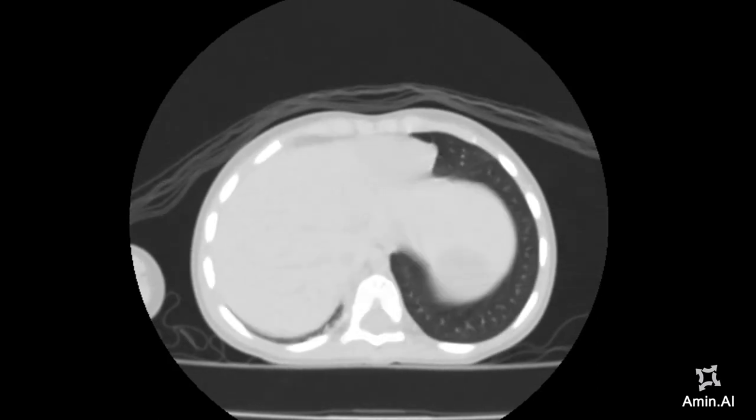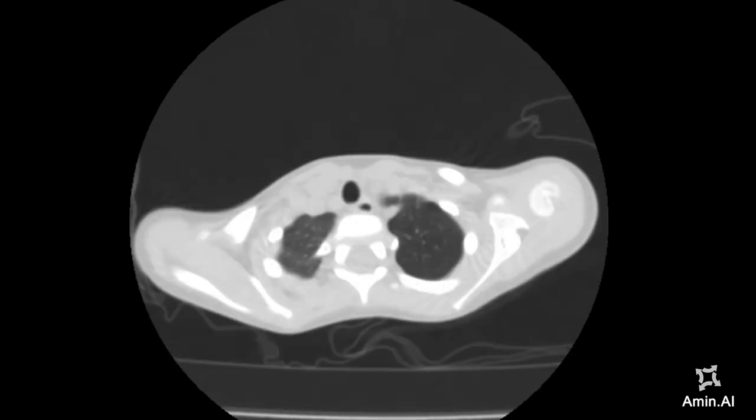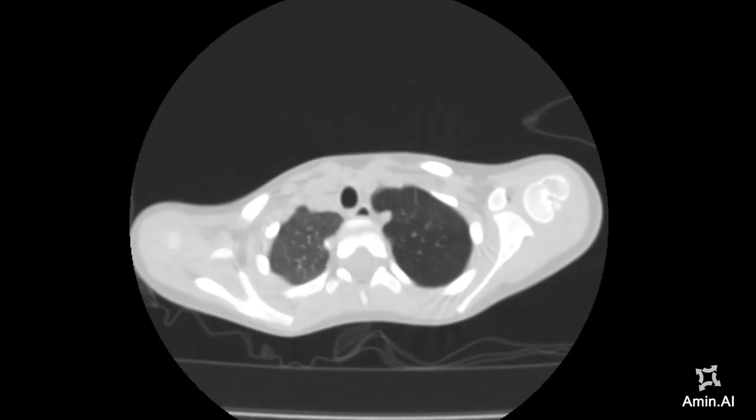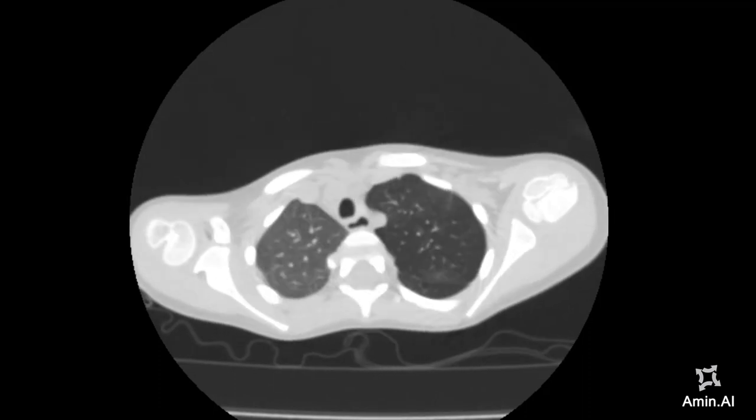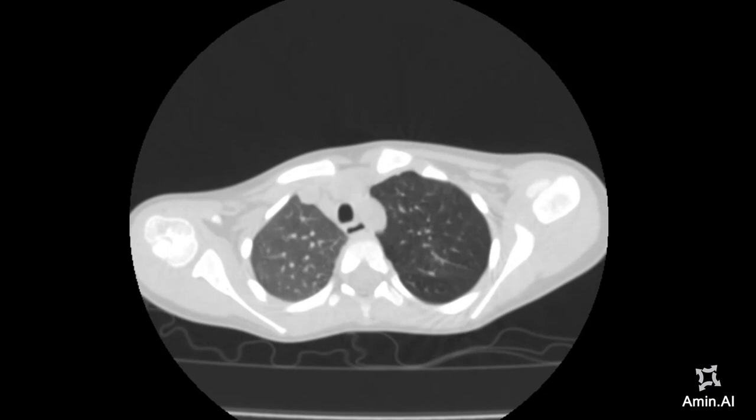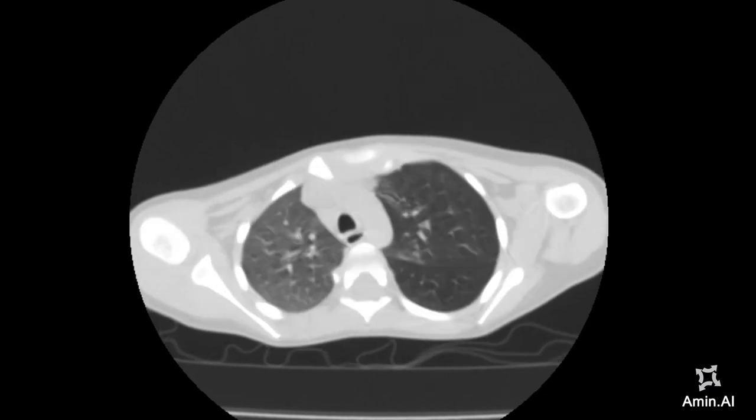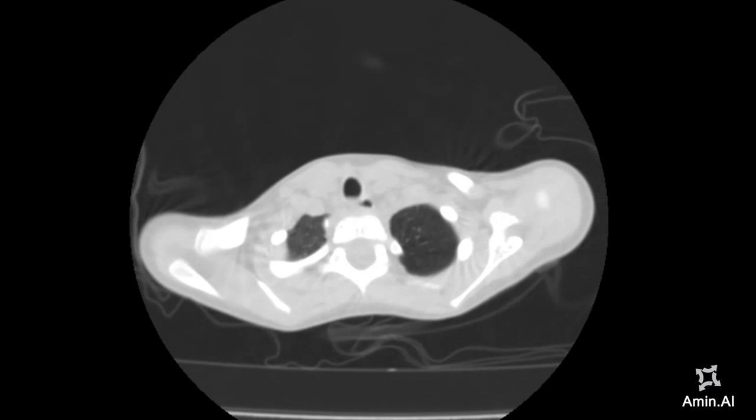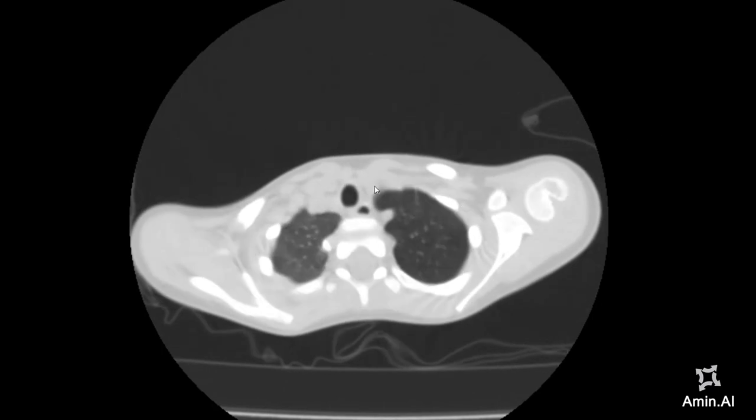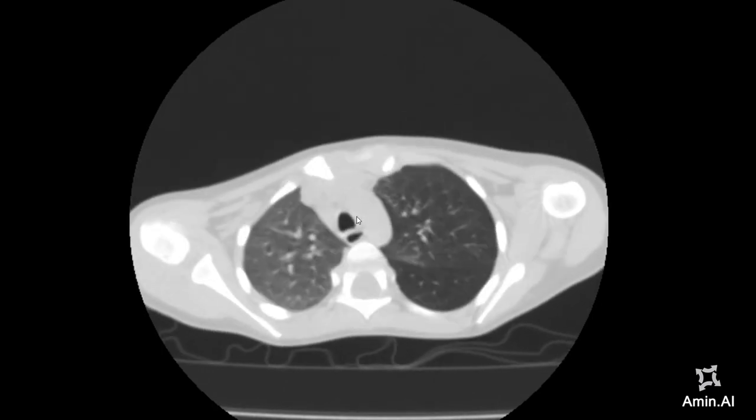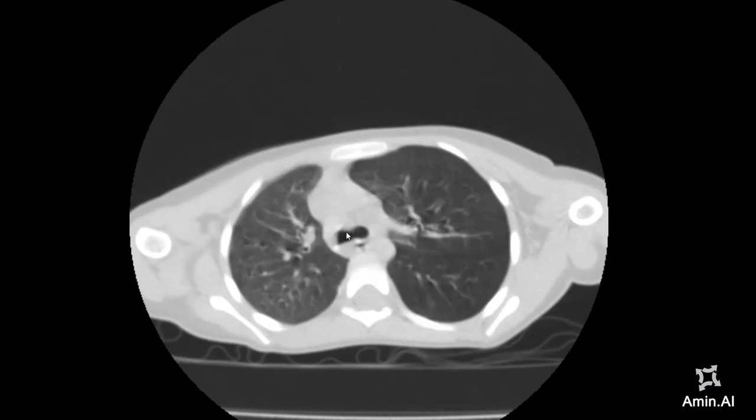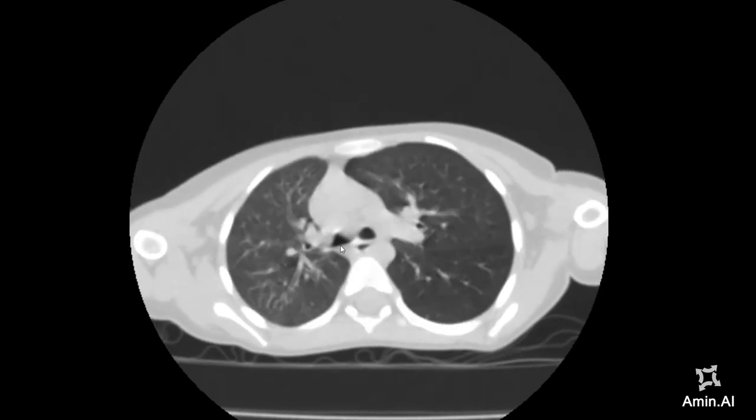Now, the differentials of a patient presenting with hyperinflation of a unilateral lung, if it's a child, the first differential which should come to your mind is going to be a foreign body. So what we are going to do is now follow this trachea, and as we follow it down, you can see the bifurcation of the trachea at the carina.